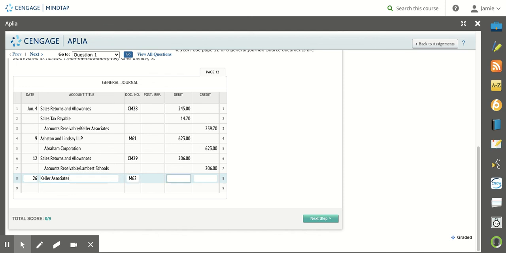Memo 62 for $598. And then we need to cancel out our error. So we should have debited Keller Associates, so we're doing that now. And then we have to cancel out the debit to Carson Properties with a credit. And that is the 4 journal entries for section 11.